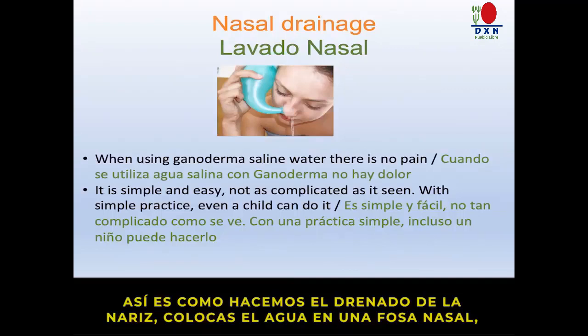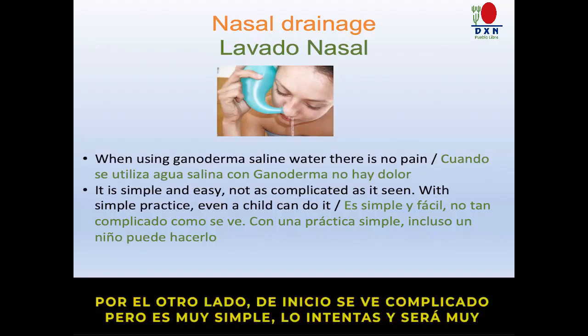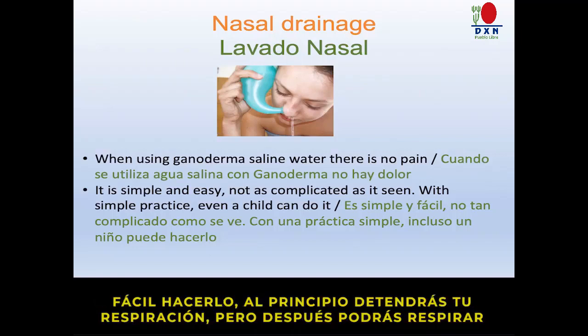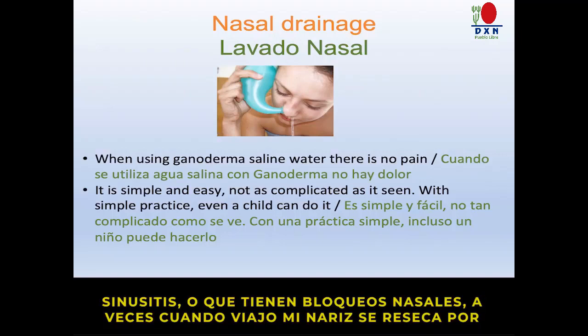This is how we do the nose drainage, or this nose irrigation. So we put the water into one nostril, because our nasal is a cavity, you know, then it can come out naturally from the other nostril. Actually, it looks complicated initially, but it's very simple. You try it and you can do it very easily. At first, you may stop breathing, but when you get used to it, you can breathe normally through your mouth. This is very convenient and very effective for those people who always have sinus, having this nose blockage.